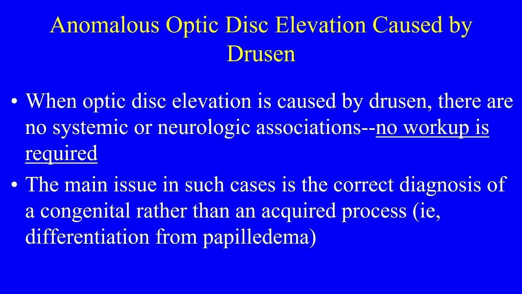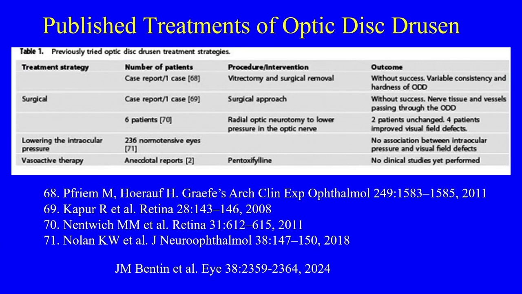When the workup identifies drusen as a cause of elevation, you really don't need to do anything further. There are no systemic or neurologic deficits that are associated with drusen. The main issue, as I mentioned, is to make sure that you make the correct diagnosis of a congenital process rather than an acquired one.